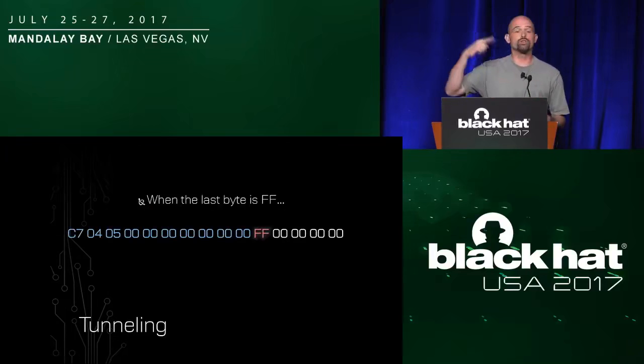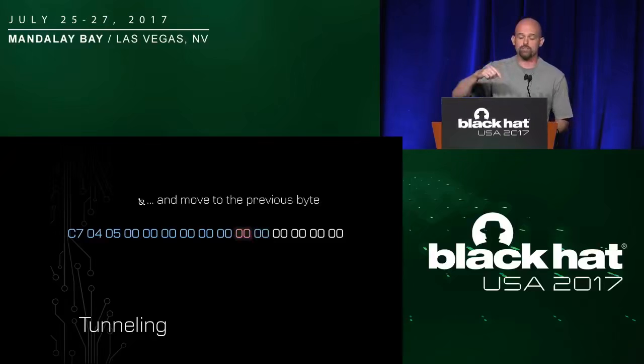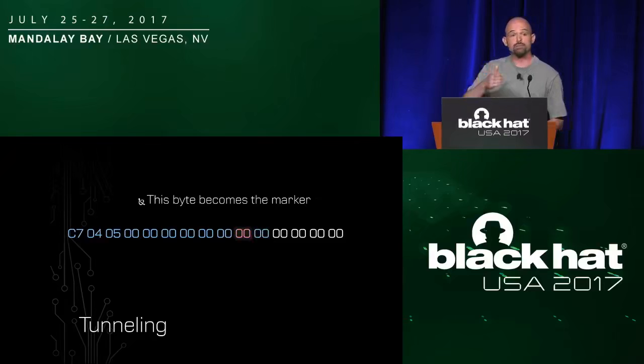Now, eventually, you're going to go through all possibilities of that last byte of the instruction, and the length isn't going to change anymore. So when that happens, when you've tried all 256 possibilities for that last byte, when that last byte is FF, you're going to increment it to let it roll over. Then you're going to move back up to the previous byte. That byte's going to become your new marker. That's what we're going to increment from now on.